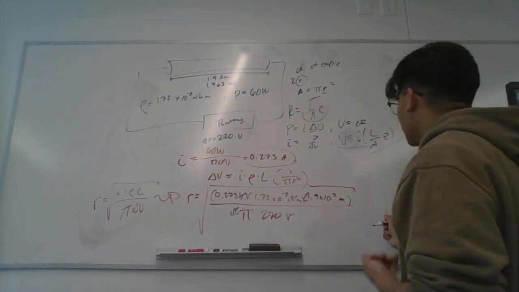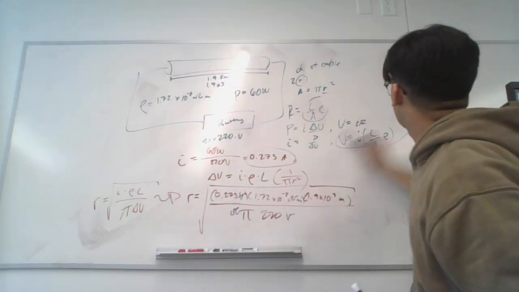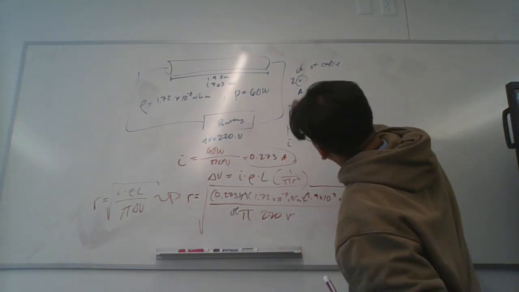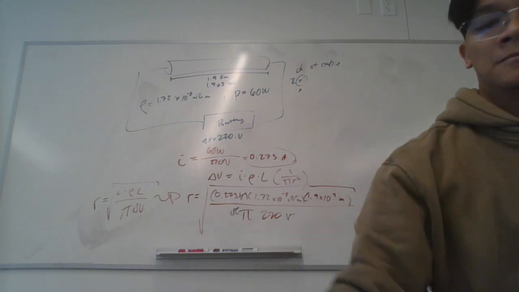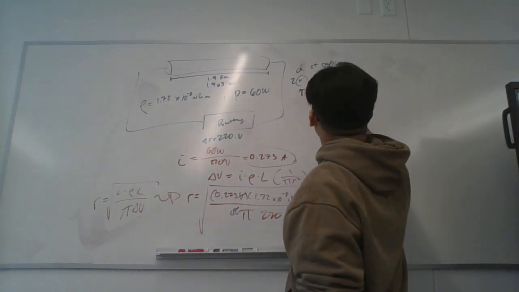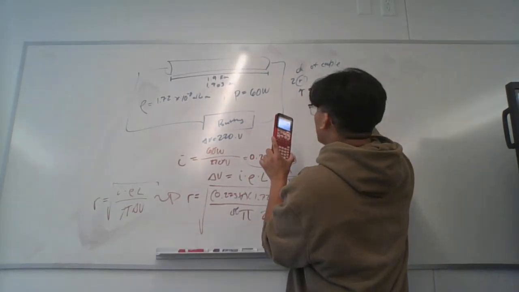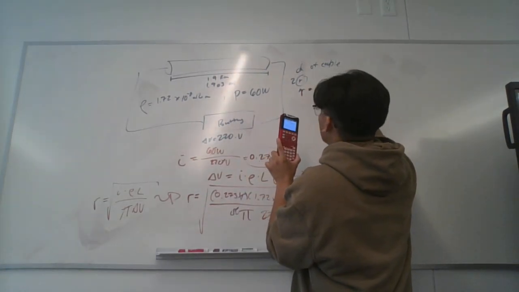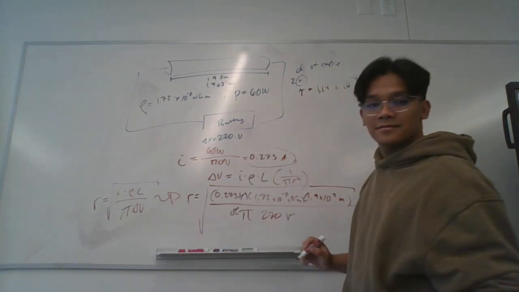So the number that I'm getting is, I'm gonna erase all of this clutter. So my R is equal to, I dropped my calculator. So 1.14 times 10 to the negative 4 meters.